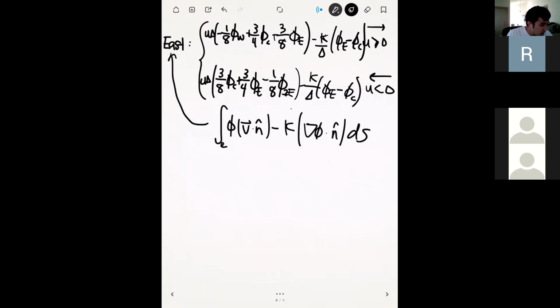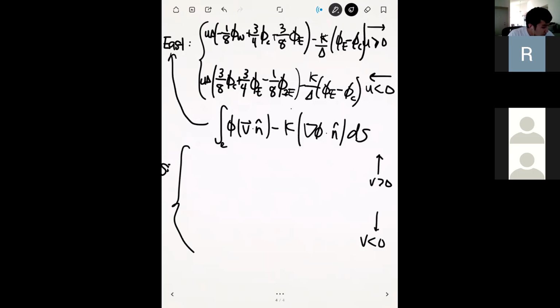So let me write out the same expressions for the south, west, and north. Okay, so this is going to be the south. Again, we have two cases. We have one if v is greater than 0, and another if v is less than 0. v greater than 0 means the vertical velocity is going up. v less than 0 means the vertical velocity is going down.